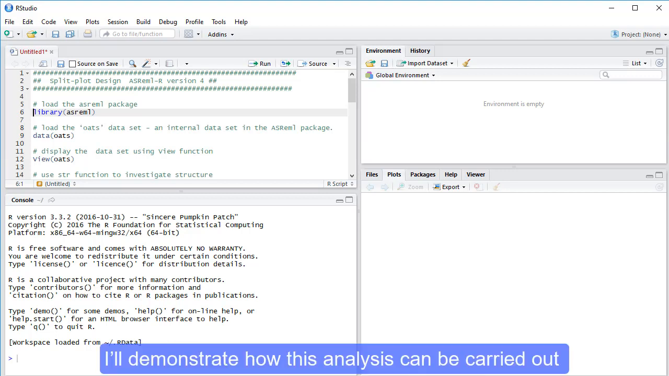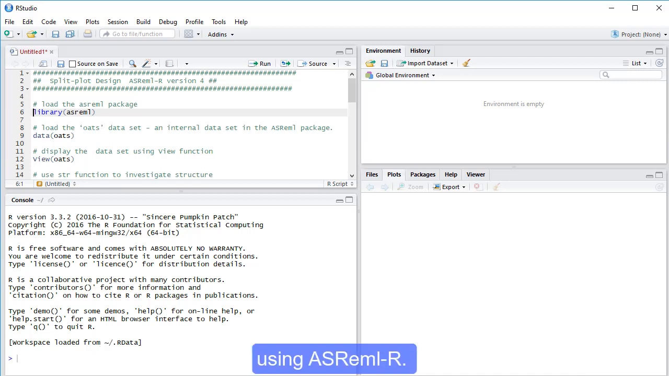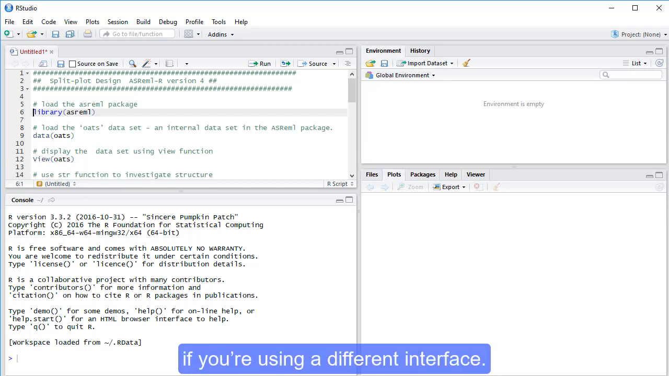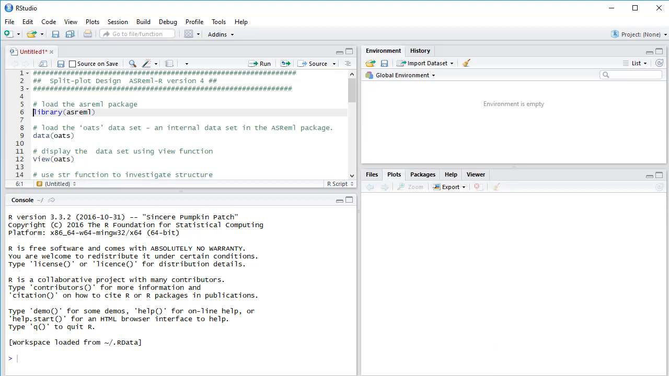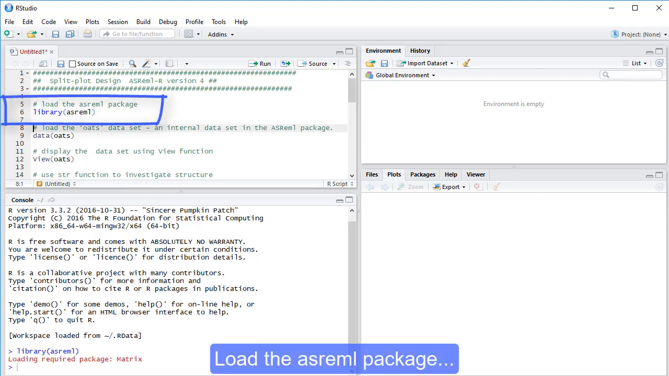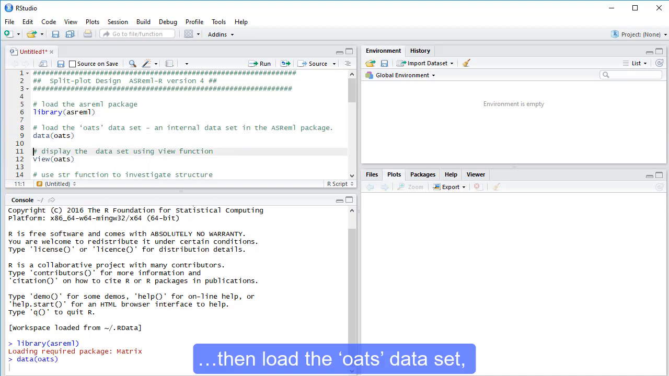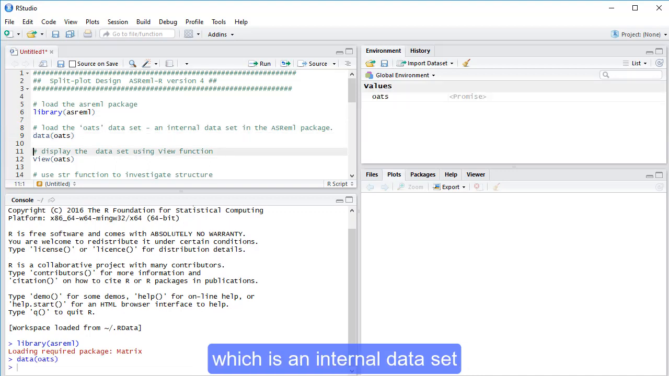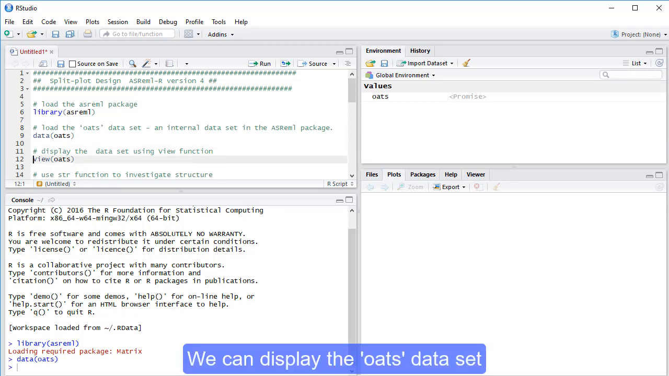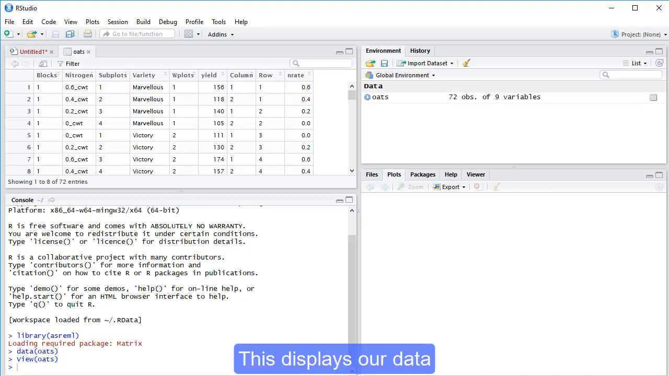I'll demonstrate how this analysis can be carried out using ASReml-R. I'm going to use RStudio, but the commands will be the same if you're using a different interface. Load the ASReml package. Then load the oats dataset, which is an internal dataset in the ASReml package. We can display the oats dataset using the View function. This displays our data in a spreadsheet-like data viewer.